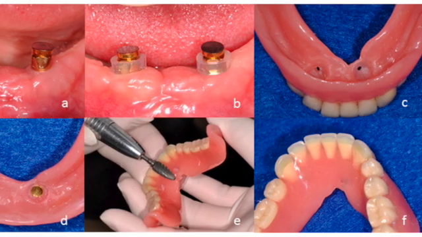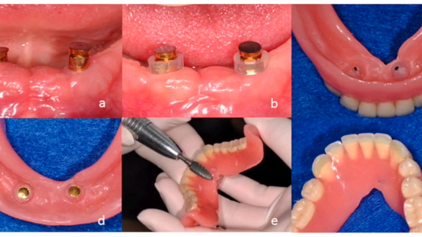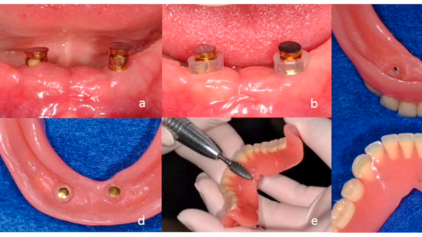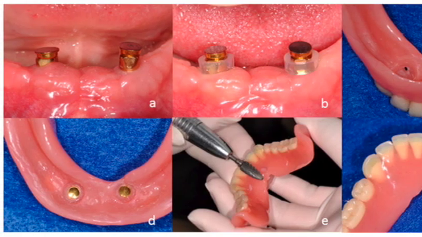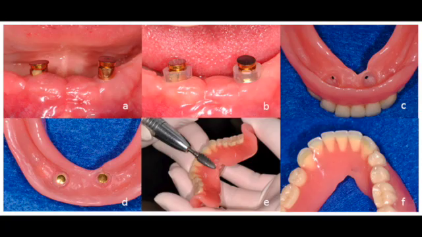Now, you must be knowing what is an overdenture. Tooth retained overdenture is basically when we preserve two or more teeth in an arch so that the denture can fit upon them. The most important benefit of tooth retained overdenture is that it preserves the alveolar bone in the mouth. The answer to this is the preservation of the alveolar ridge, because in tooth retained overdenture, when we preserve two teeth, the bone height and width is retained. Otherwise, what happens is the bone loss is gradual with time.